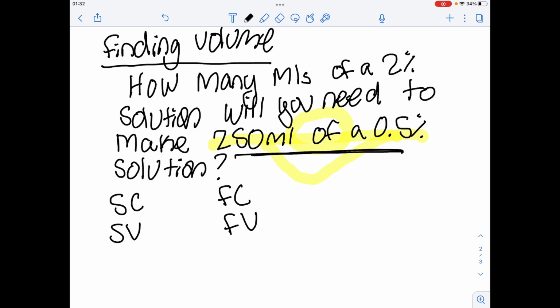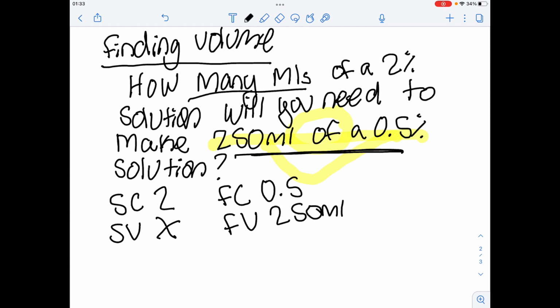Volume is 250 milliliters. We don't have to convert because it's already in milliliters. I told you guys before, if it's not in milliliters, you have to make it in milliliters before you plug it into this problem. So 250 milliliters for our volume. Our concentration, as I said, we can plug it directly in, so 0.5. And we want to know how many milliliters of a 2%. 2% would be our starting concentration, so we can just write 2. And then for starting volume, that would be our X, because that is what we need to find, because it's asking how many milliliters. Milliliters are volume units.